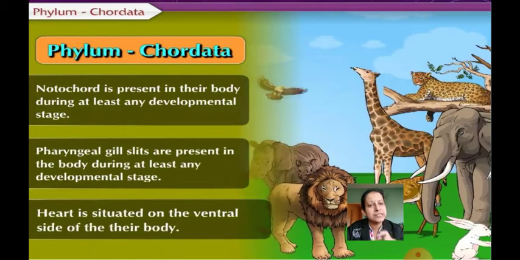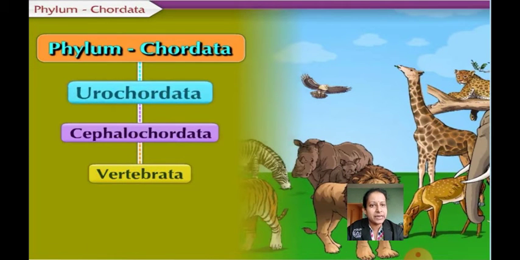Second, pharyngeal gill slits are also present in their body during at least one developmental stage. And the heart, as you know, is situated on the ventral side of their body, that means this side. In non-chordates, if the heart is present, it is on the dorsal side, whereas in chordates the heart is present on the ventral side. So this you have to remember. Now let us see the three divisions of phylum Chordata. Phylum Chordata is divided into three broad groups: Urochordata, Cephalochordata, and Vertebrata. Let us see each one of them.